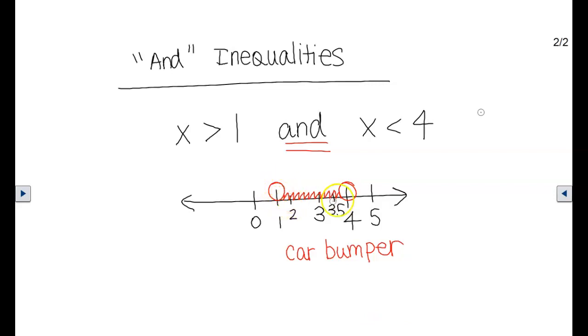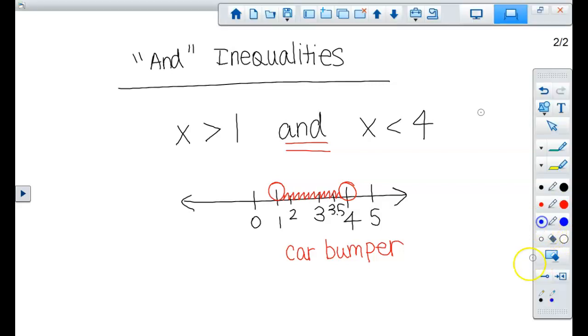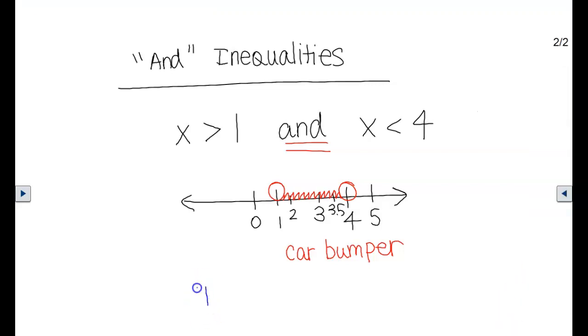The two circles would be like the headlights on my car, and then this little shaded part would be the bumper. So when you graph and inequalities, that car bumper is what you're going to see. Now, the next thing I want us to do before we leave this behind is to think about the interval for this.